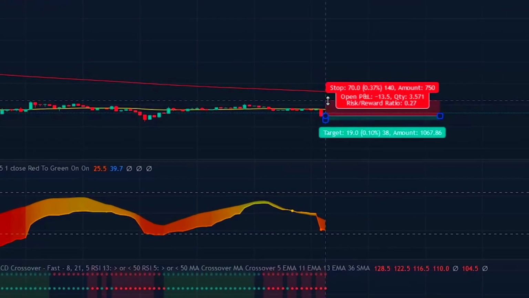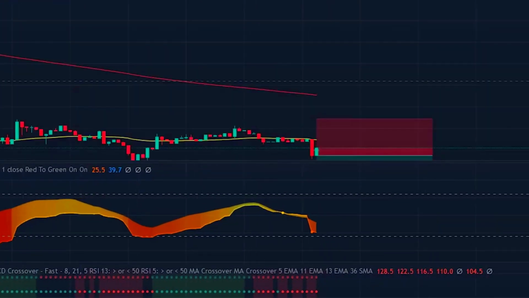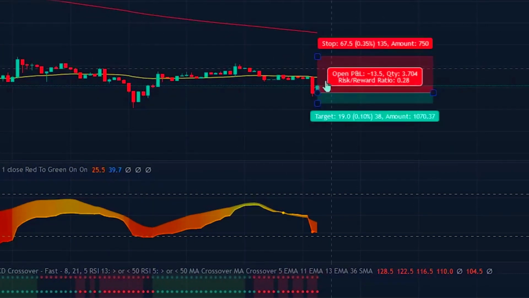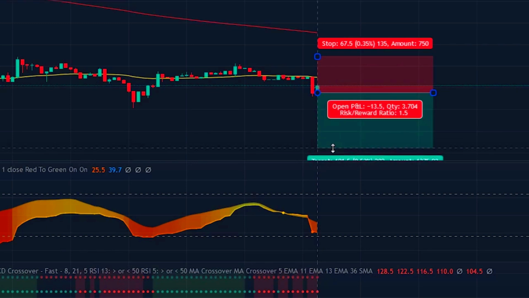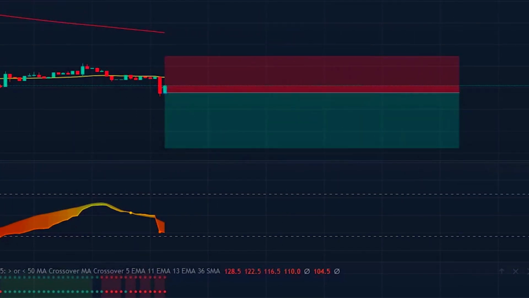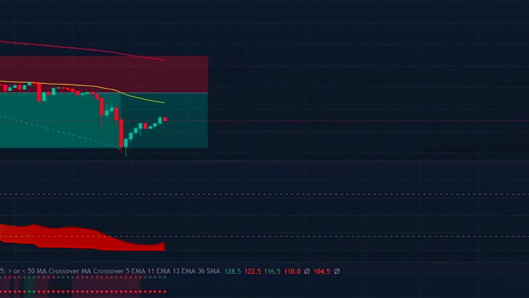We will put the stop loss at the recent swing high or right above a recent resistance point. For the take profit, we will target a 1.5 times risk to reward ratio. As you can see, the trade was very profitable again.